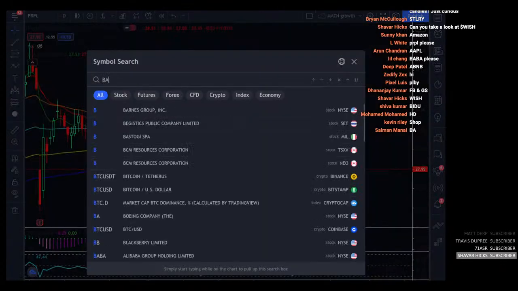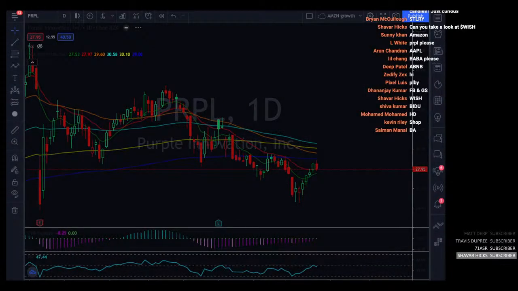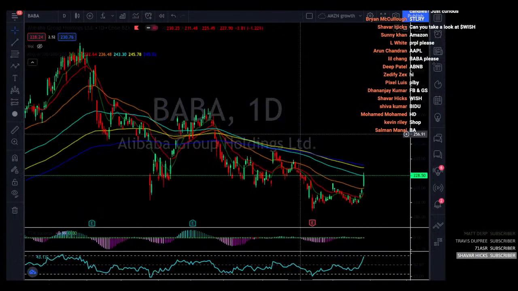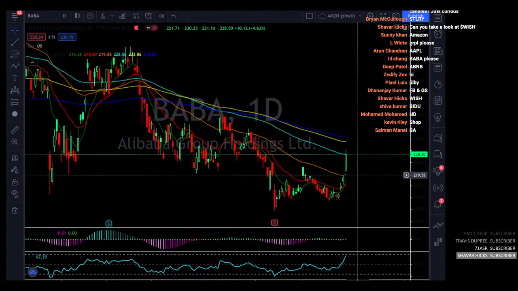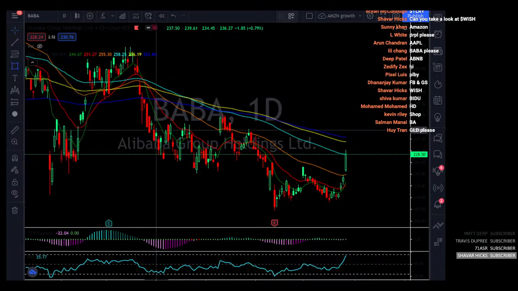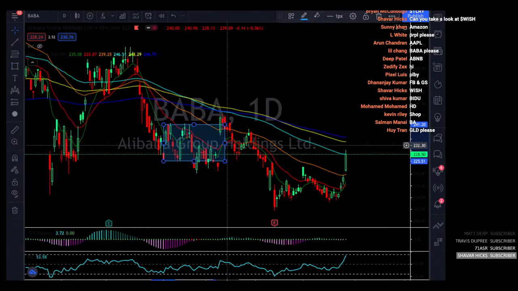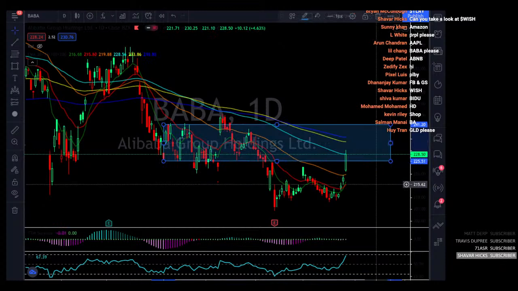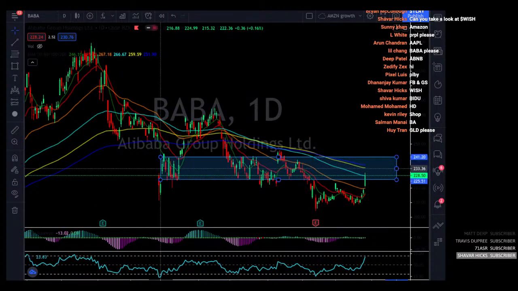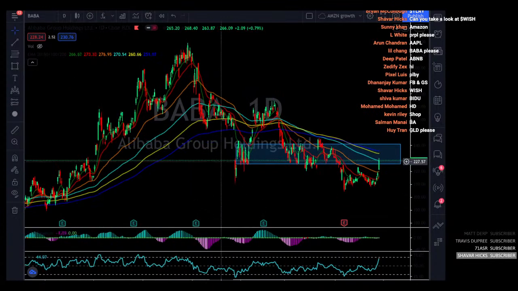BABA. As I said, China stocks have been doing really well. I don't currently see a pattern on BABA besides BABA going to a giant resistance zone, because this range over here is usually a busy part for BABA. Usually a zone where it sells.